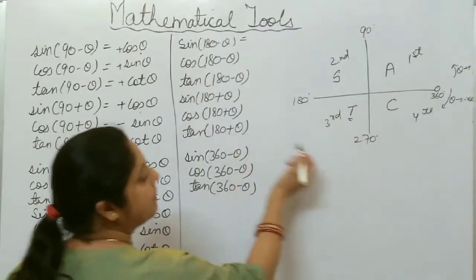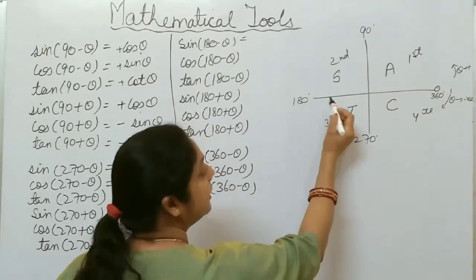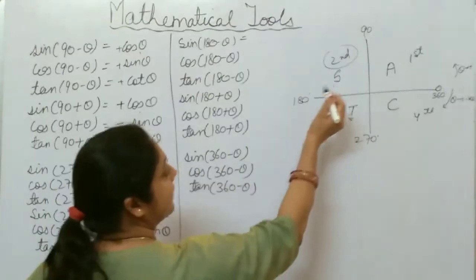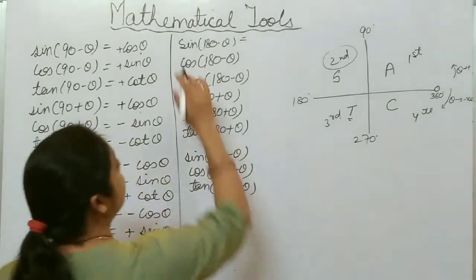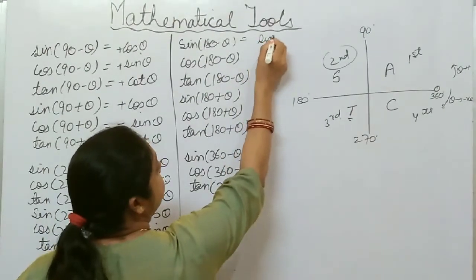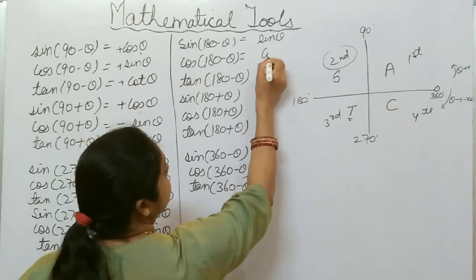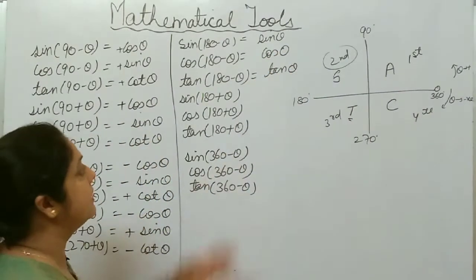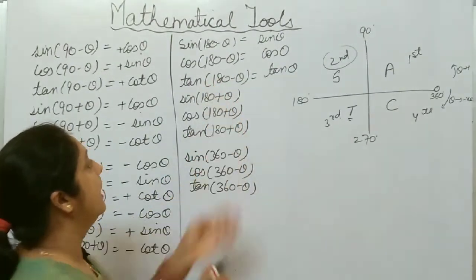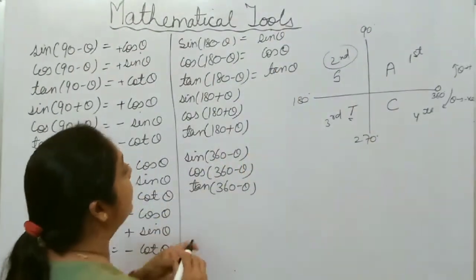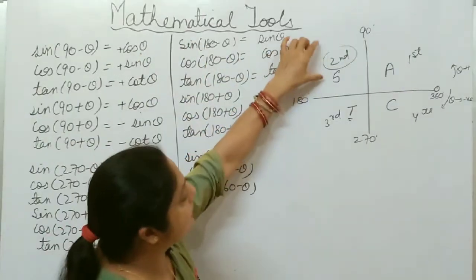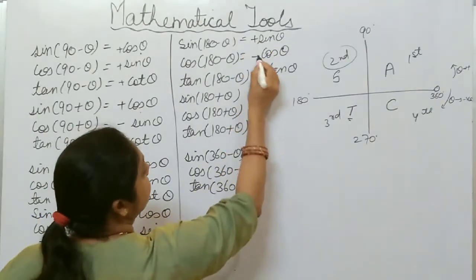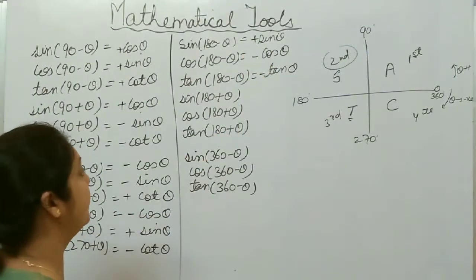Okay, so 180 minus theta means, this one is 180, 180 minus theta means second quadrant, right? And in second quadrant only sine is positive. So sine 180 minus theta, just write sine theta, cos 180 minus theta, cos theta, tan 180 minus theta, tan theta. It does not change. Sine remains sine, cos remains cos, and tan remains tan. Now in this 180 minus theta, second quadrant, only sine is positive. This one is positive, others are negative. In this way remember the formula.